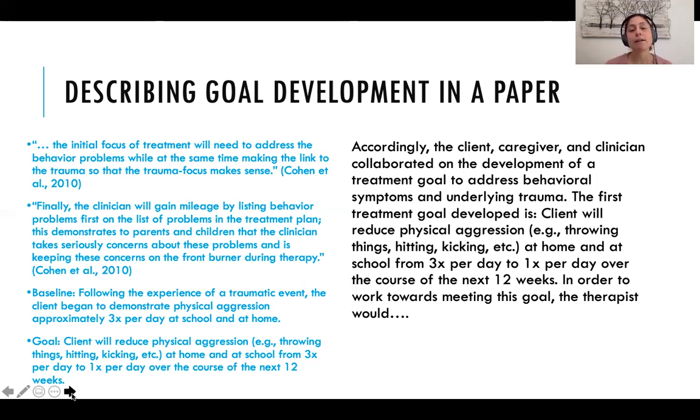So you can see here how I've written the goal into a narrative and begun the sentence of interventions, which is where I will move next. So it says, accordingly, the client, caregiver, and clinician collaborated on the development of a treatment goal to address behavioral symptoms and underlying trauma. The first treatment goal developed is, and then plug your goal right in, client will reduce physical aggression, and so on. Then, in order to work toward meeting this goal, the therapist would, and then I would go into interventions.